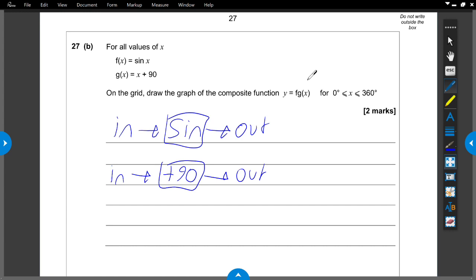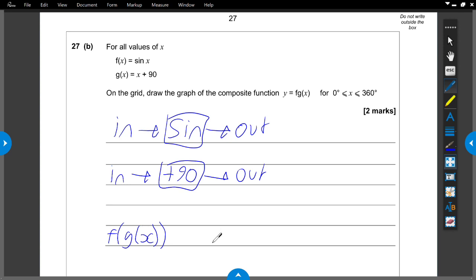Now when we've got a composite function like this, it's basically saying that you do one function and then you put the result inside the other. So when we have fg of x, we can think about that as function g of x, like so. And that we put the function g of x inside function f. So you must have done g of x first.